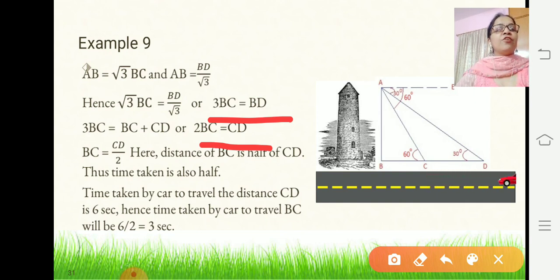Here distance of BC is half of CD, right? Therefore, the time taken will also be half. The time taken by car to travel the distance CD is 6 seconds, which is given in the question. Hence, the time taken by the car to travel BC will also be half, that is 6 by 2, 3 seconds.